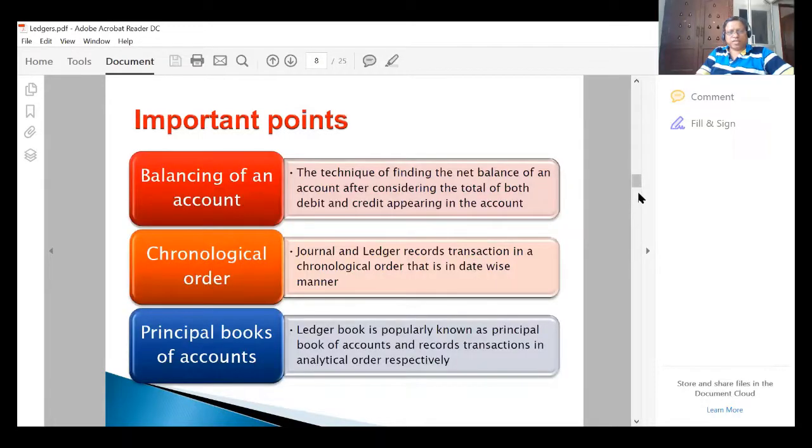Important point: every ledger has to be balanced. That means the total debit side and credit side should be tallied. And again, you cannot record the transaction as you feel. You need to record the transaction in chronological order. Journal and ledger record transactions in chronological order. Principal book of accounts is nothing but ledger. Principal book of account is known as ledger.